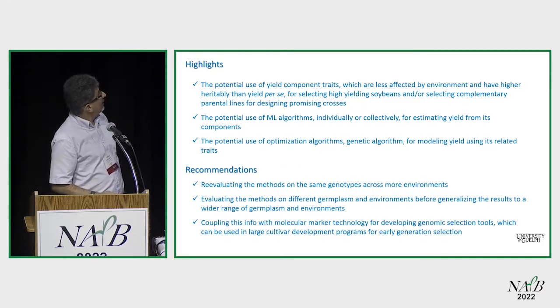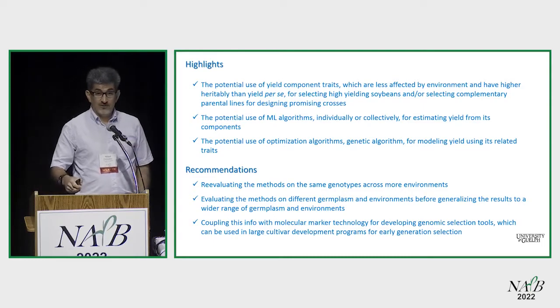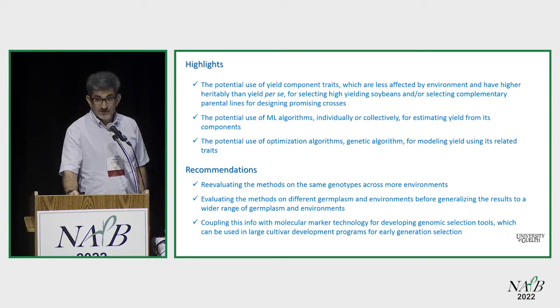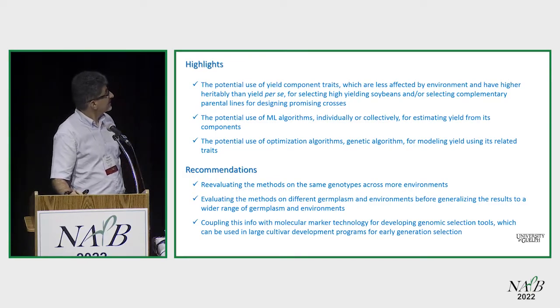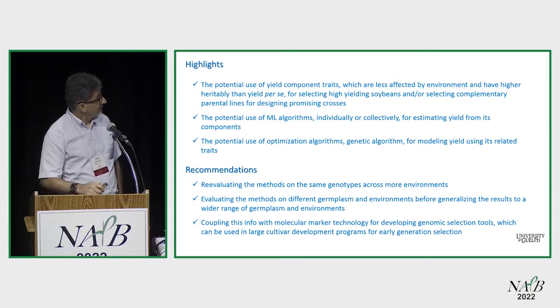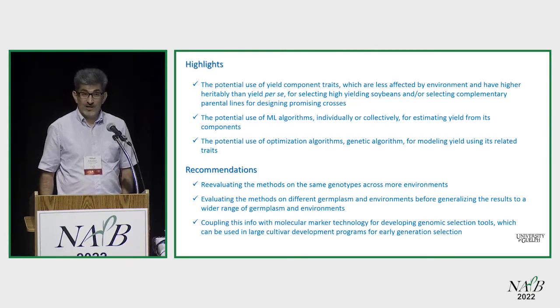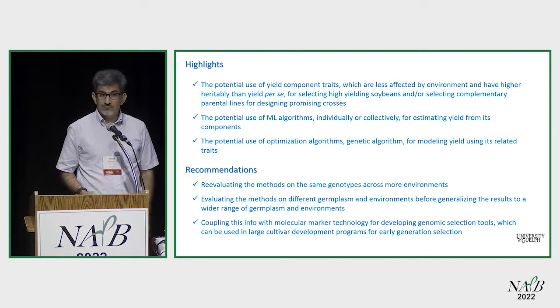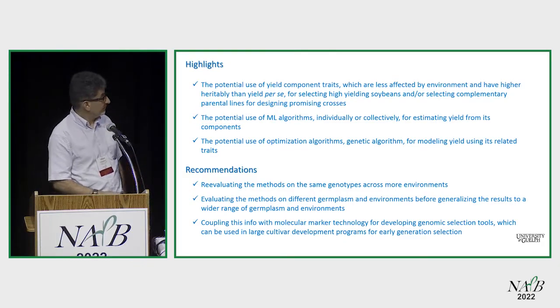The highlights from this study are that the yield components seem to be promising and reliable to predict yield, machine learning algorithms could facilitate this process, and an optimization algorithm could help us find the optimum value for that. But there are some limitations. First of all, we decided to generate more data on these genotypes to see how we could evaluate this, and for sure more studies on different genotypes and environments would be helpful.